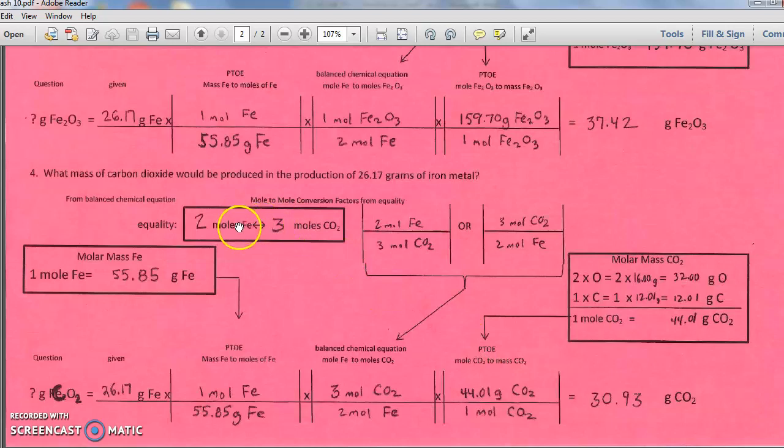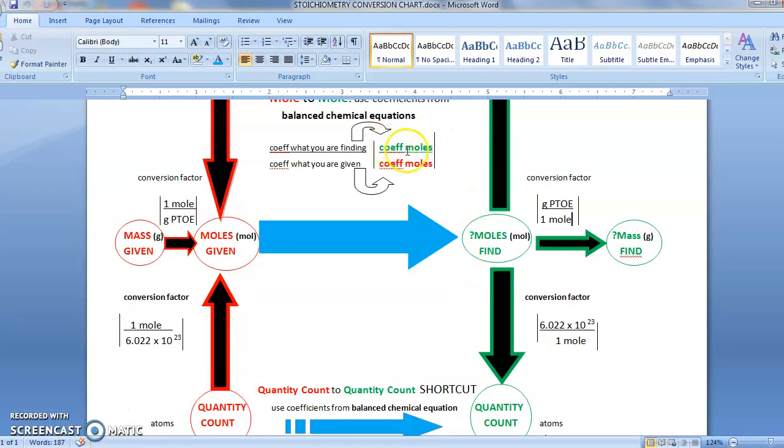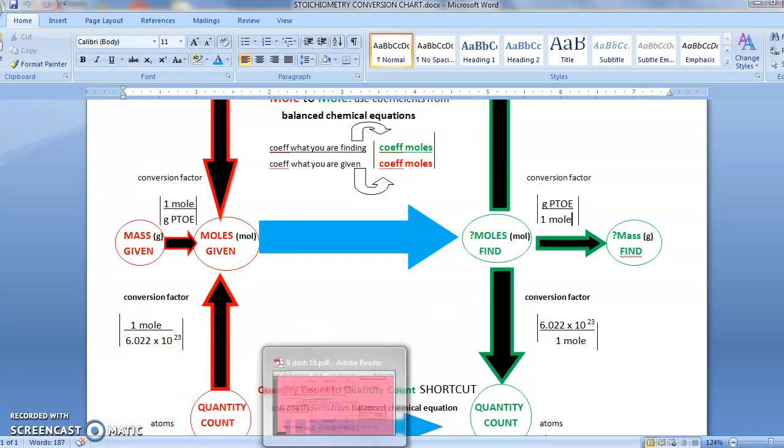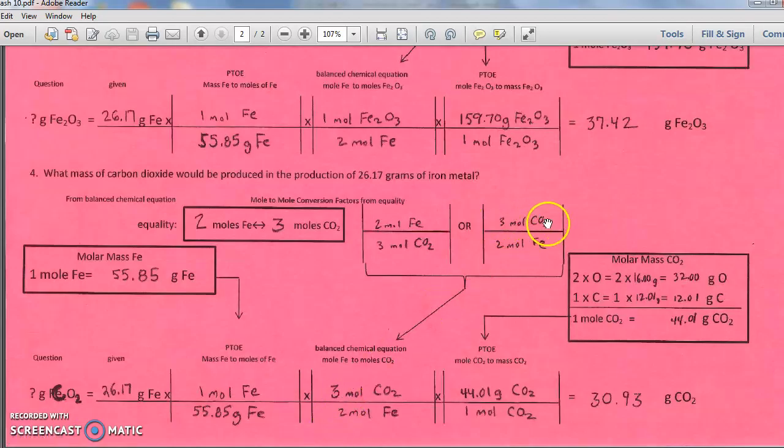2 moles to 3 moles. The 2 moles of iron can be on top, 3 moles of CO2 can be on the bottom, or the other way: 3 moles of CO2 on top, 2 moles of Fe on the bottom. Which of those do I need? We saw from our chart that the moles of what we're trying to find, preceded by the coefficient, should be on top. We're going to CO2, so the 3 moles of CO2 should be on top. Where we're coming from, moles of iron should be on the bottom.